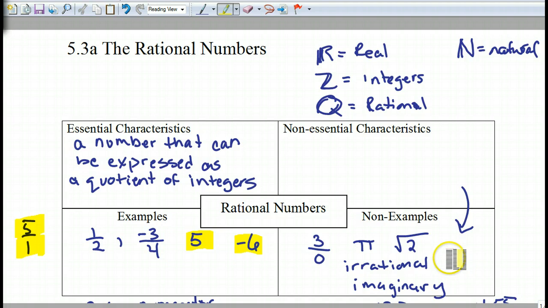Okay, some non-examples of a rational number. Anything divided by 0 is undefined. So you can't have a rational number divided by 0. Pi and square root of 2 are considered irrational. They have a crazy decimal that goes on forever. It has no rhyme or reason or pattern to it. It's just what it is. And then you have the imaginary numbers that are not rational.